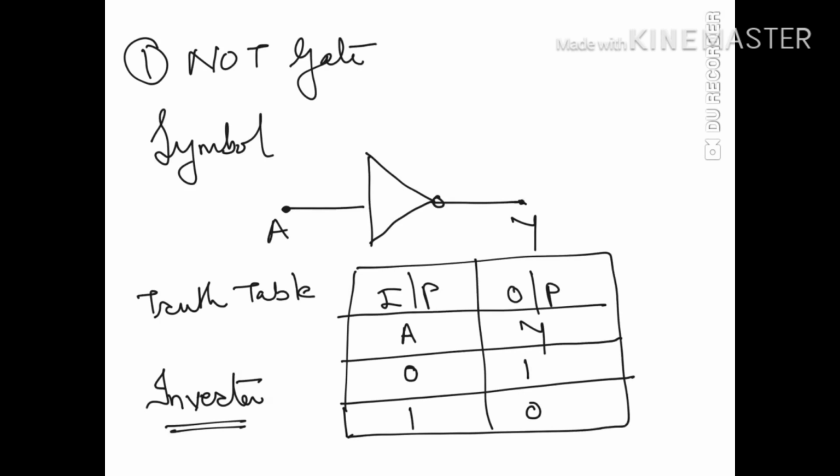And this symbol which you see, this indicates inversion. So this is your first gate. Now we come to the second gate, that is your OR gate.